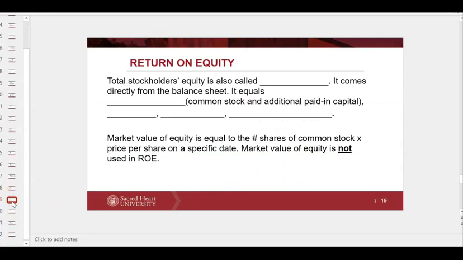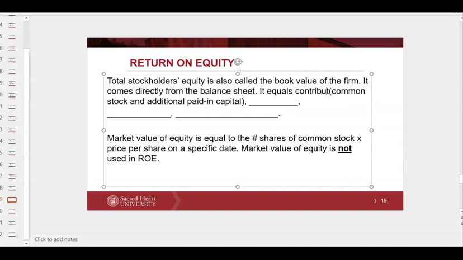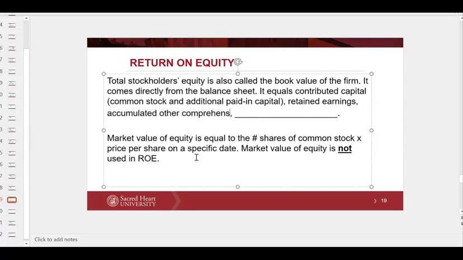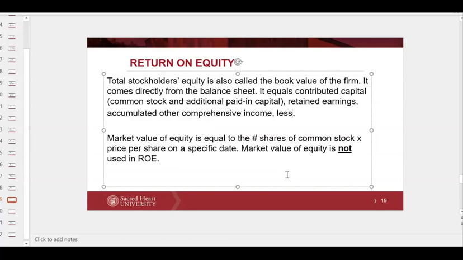On the next slide, we have some information about return on equity. Total stockholders' equity is also called the book value of the firm, or simply book value. It comes directly from the balance sheet. It equals the sum of common stock and additional paid-in capital, which we refer to as contributed capital, plus what else is a part of stockholders' equity? Retained earnings. What is an additional component of stockholders' equity that we've covered recently? Accumulated other comprehensive income. And then the other component we're going to see is treasury stock. Let's just include that this is a contra equity account. So we would add up contributed capital, retained earnings, accumulated other comprehensive income, and then subtract treasury stock.